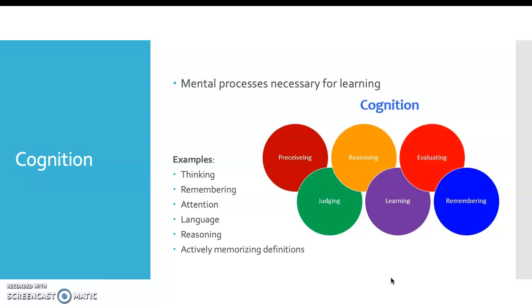Cognition is the mental processes necessary for learning. So this includes things like thinking, remembering, perception, judgment, attention, language, evaluation, reasoning. So an example of that would be like actively memorizing information that you've learned from your book or from lecture, or doing activities to remember those things. So like acronyms or that kind of thing are all good examples of using those cognitive skills.